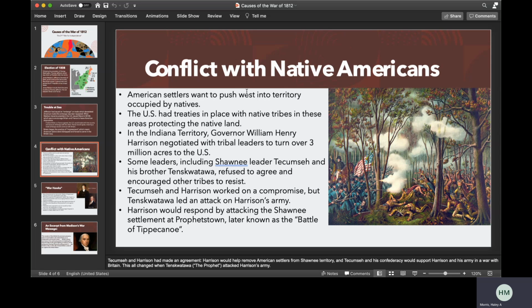Tenskwatawa is also commonly referred to as the Prophet. So Tecumseh and Harrison had made that agreement, and Harrison would help remove American settlers from the Shawnee territory, and Tecumseh and his Confederacy would support Harrison and his army in a war with Britain, but this all changes when Tenskwatawa, or the Prophet, attacks Harrison's army.